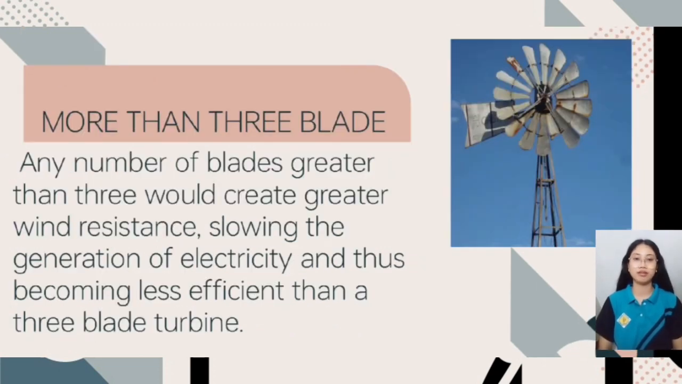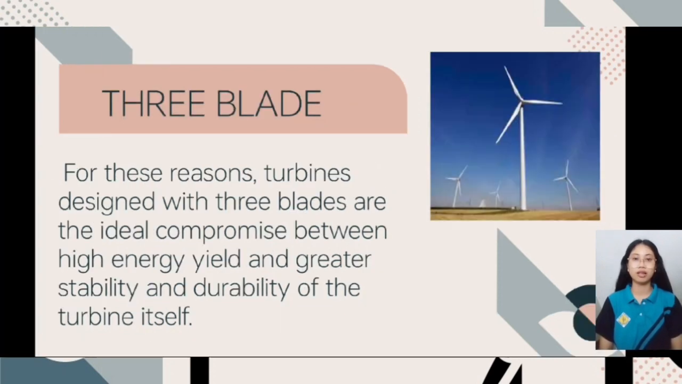More than 3 blades. Any number of blades greater than 3 would create greater wind resistance. Kasi nga, the more blades you add, the more you increase the drag force. Therefore, it will bring down its efficiency, slowing the generation of electricity and thus becoming less efficient than a 3-bladed turbine. That is why pinaka the best talaga ang 3-bladed wind turbine. 3 blades. For this reason, turbines designed with 3 blades are the ideal compromise between high energy yield and greater stability and durability of the turbine itself.